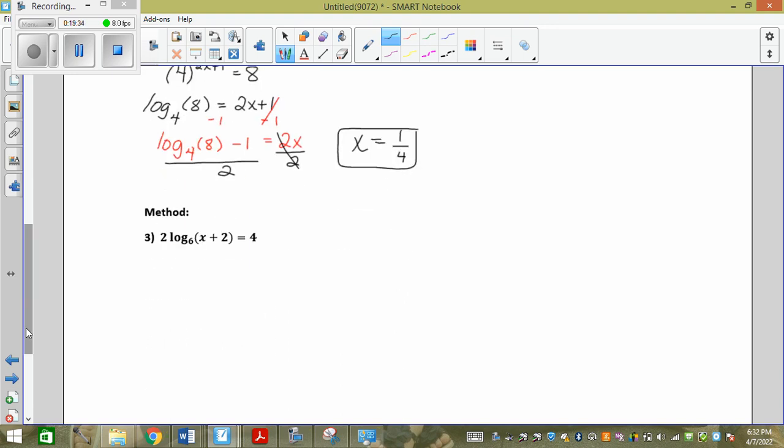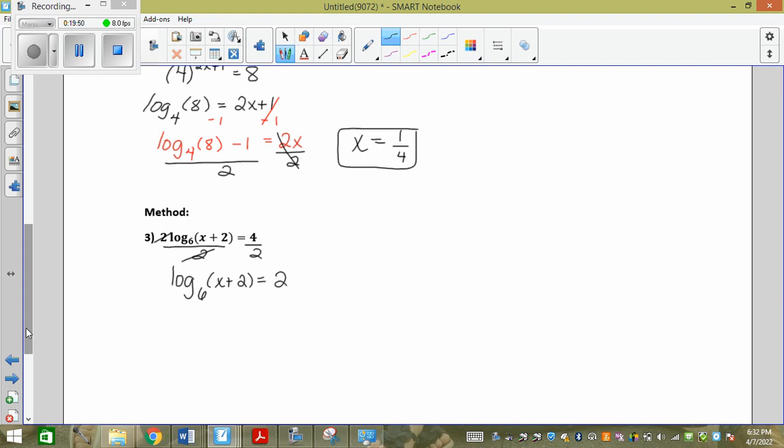Okay, when you have a single log, you will have to get the single log by itself. We just talked about this. When you get the single log by itself, we're going to have to divide by 2. Or we could raise the 2 as the exponent. It doesn't matter, but when it works out evenly, I always just divide it over. So I get log base 6 of x plus 2 equals 2.